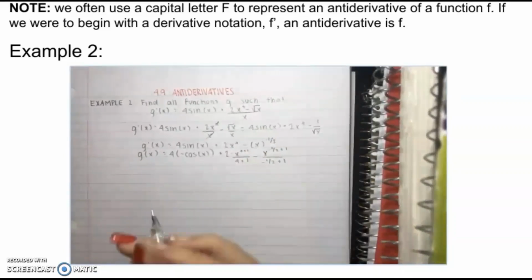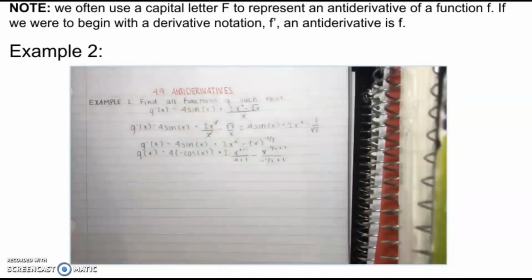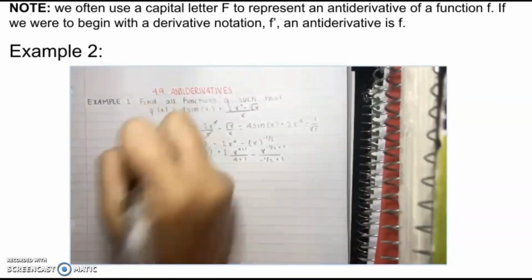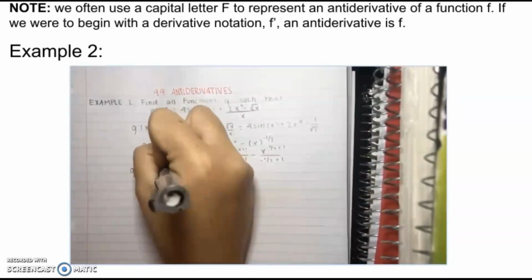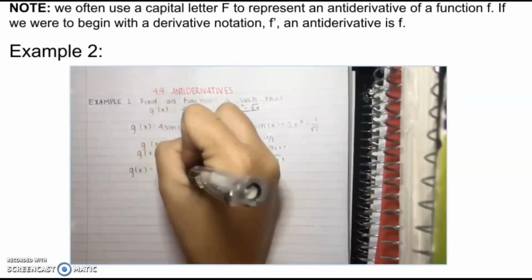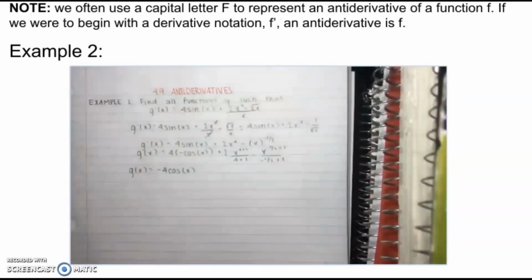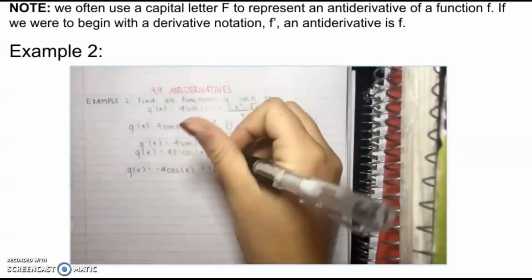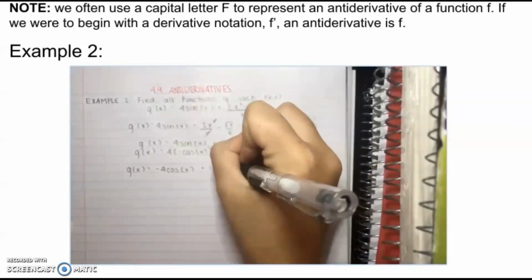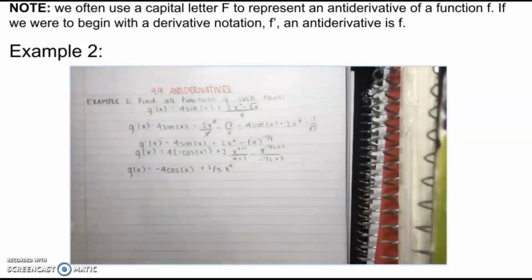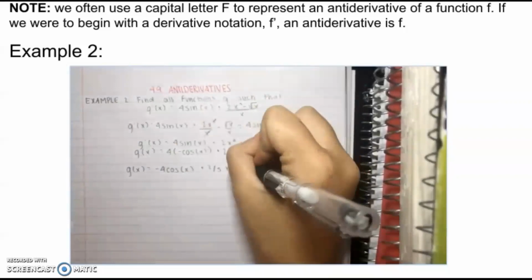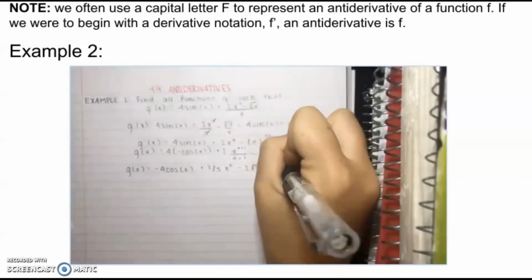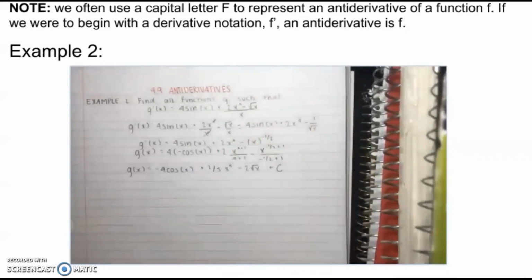Now, to rewrite this and simplify it to get the final, we do g of x equals negative 4 cosine x plus 2 over 5 x to the 5th minus 2 square root x plus c. Don't forget the c.